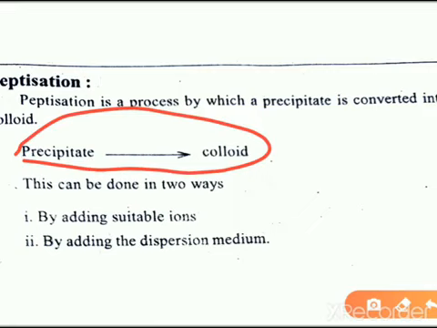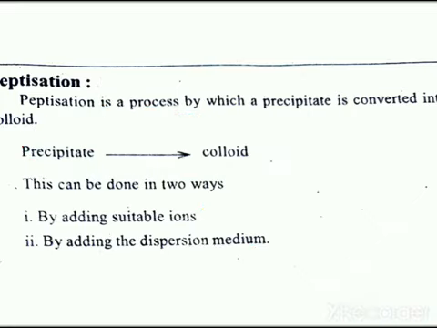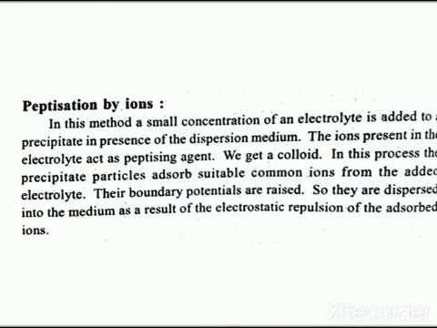This peptization may be done in two ways. One is by adding suitable ions, and the other is by adding the dispersion medium. If we follow these two ways, we can do peptization in the solution or in the precipitate. First we shall see peptization by ions, that is, by using ions.